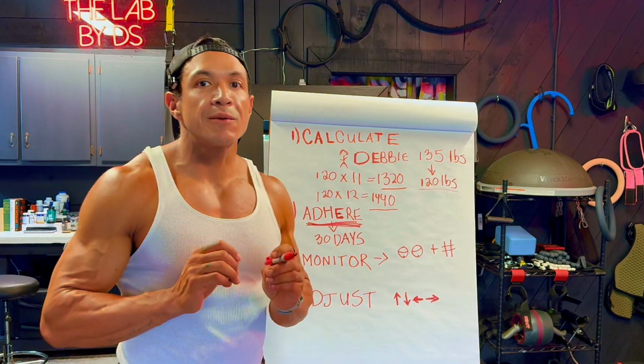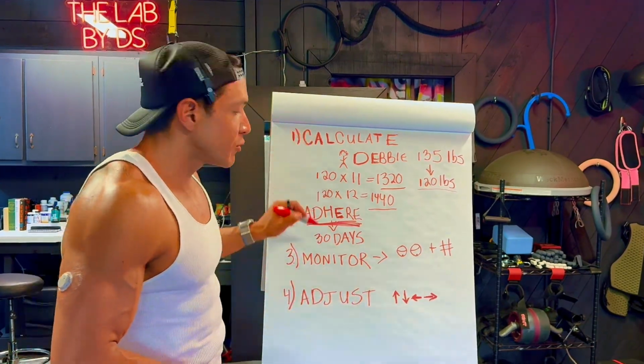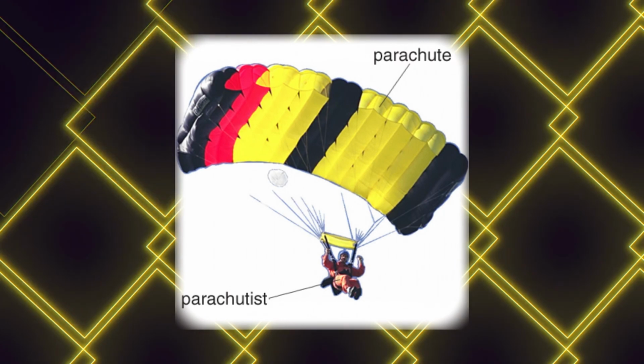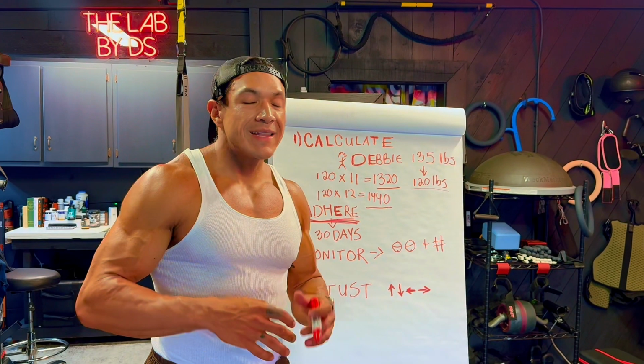And then last but not least, we move on to step number 4, which is adjust. Now, adjust is an emergency case only. This is not as important as 1, 2, or 3, because think of it like a parachute or an e-brake. You only use it if you're about to crash. And that's being overly dramatic.